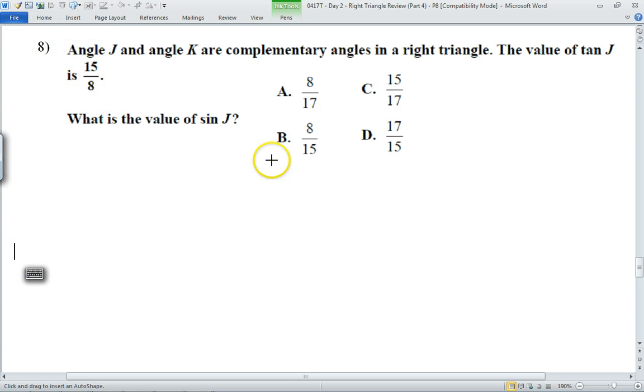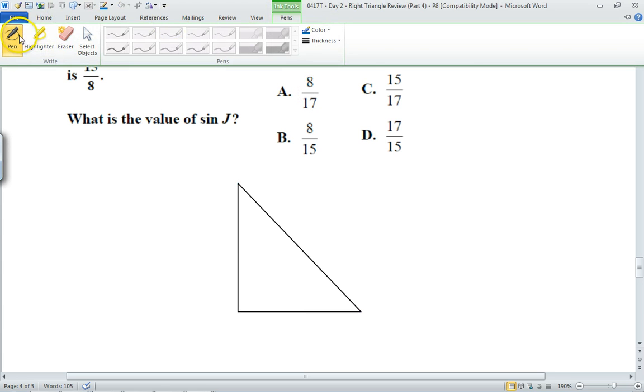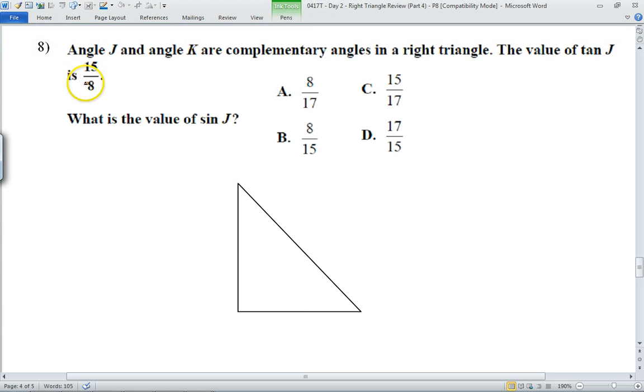So they mentioned a right triangle, so let's draw ourselves a right triangle. Okay, great. There's a right triangle. What else do we have going on in here? They mentioned angle J and K are complementary angles. So here's my 90 degrees. Let's call this J and we'll call this K. It really doesn't matter. Just pick one.